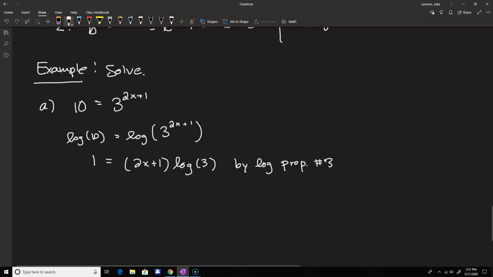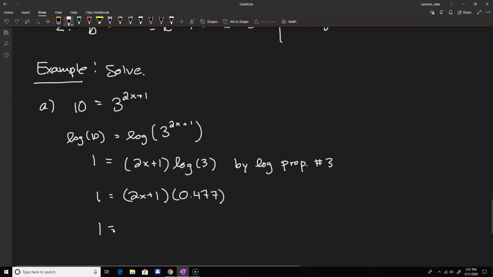Okay, so a lot of times for these, students tend to get confused if I just leave the logs in the entire time. So what we'll go ahead and do now is just approximate that log of 3. Again, that's just a number, so this just becomes a linear equation. So I can say, okay, 1 is equal to (2x plus 1). It's really important to keep those parentheses around that, times log of 3 is about 0.477. Again, I'm using a little rounding here, but that's okay.